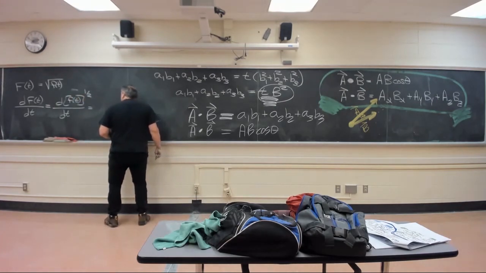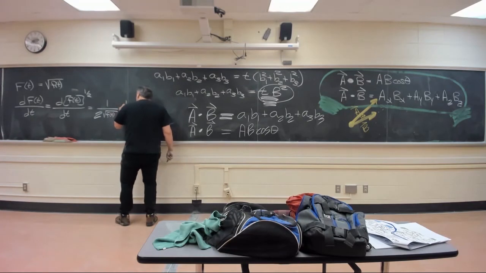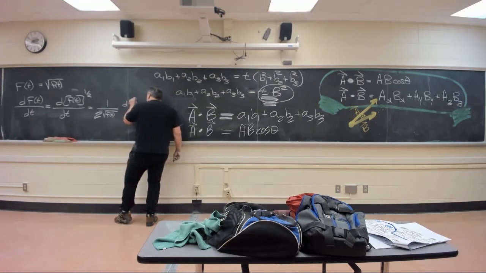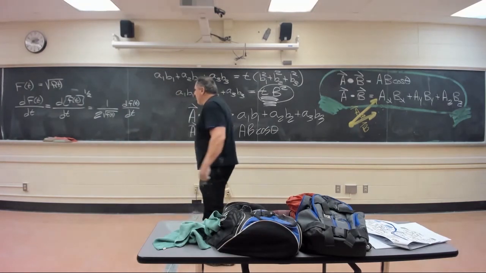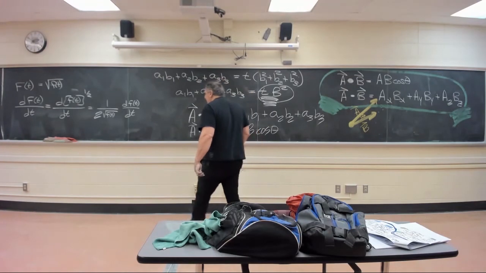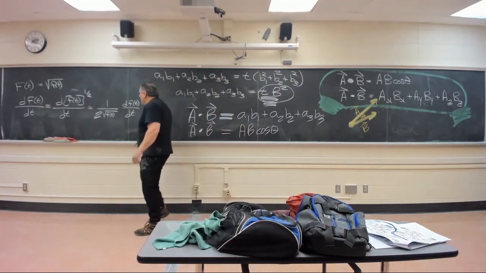At the end of the song and dance, it comes out to this: square root of f of t. I mean, there are scenarios where this could be an issue.